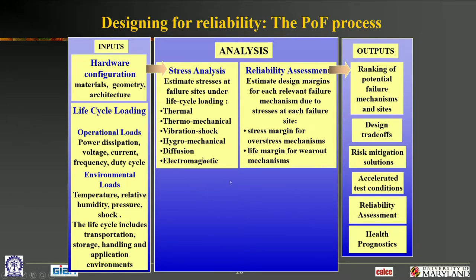Rest of the chart I'm not going to really spend time on, other than to say, you can now do design trade-offs, design optimization. You can rank your potential failure risks. You can design your accelerated stress tests. You can use these models to estimate remaining life in health management, real-time health management, PHM, and so on.